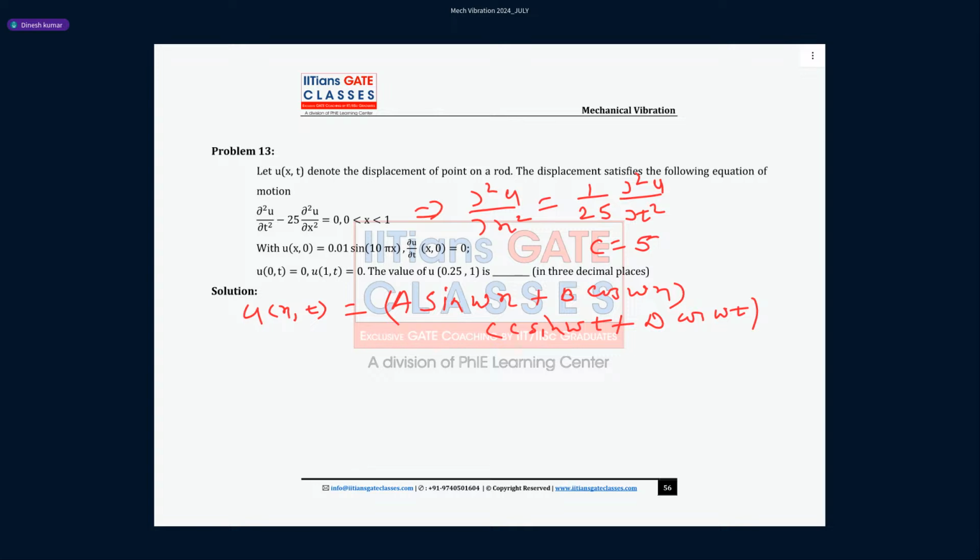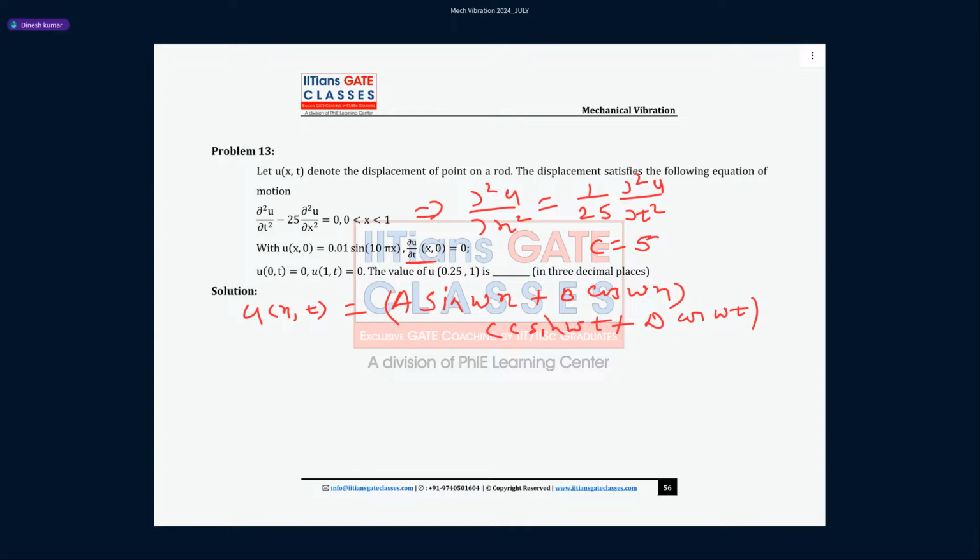Now guys, if you look carefully, what is the boundary condition given? If you look here, this is ∂u/∂t at t equal to 0. What does it mean? Initial velocity is what? Initial velocity is what, Pranita? 0, right? Whenever initial velocity is 0, what will be the response? Sinusoidal or cosine?